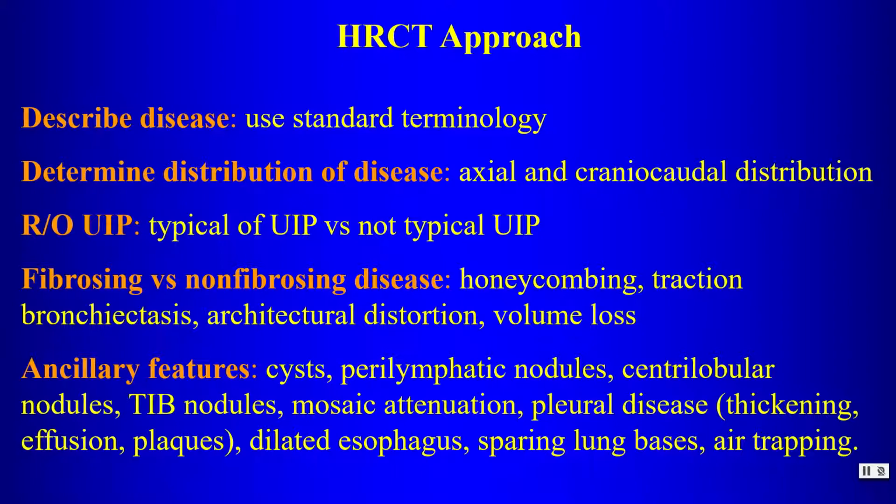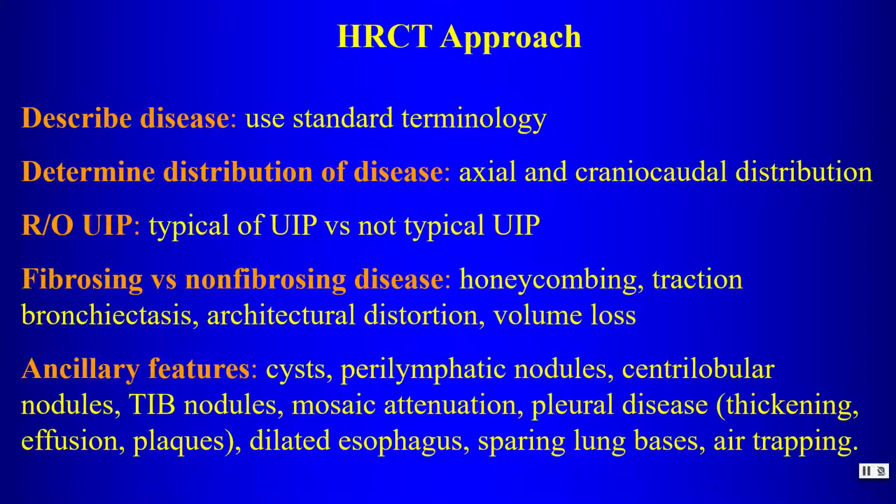Now, in terms of the high-resolution CT approach, what is it that we want to do here? We want to be able to describe the disease using standard terminology. We want to determine the distribution of disease, and there we're talking about the axial distribution, whether it's central or peripheral, and also in the cranial caudal dimension. Is it predominantly upper lung or lower lung?